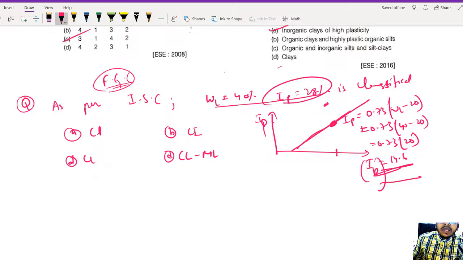If IP was given as, let us say, 12, what would it be? It will be somewhere here, below the A line. Then it would be silt. Now as it is above, it is clearly clay.